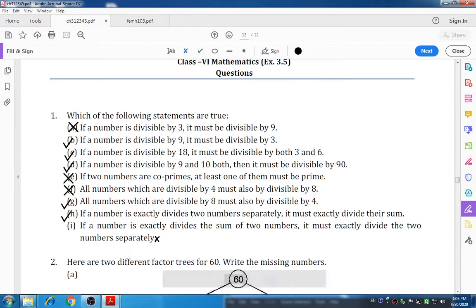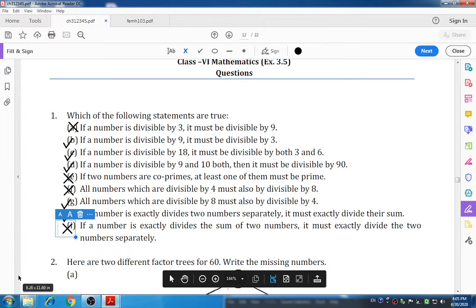If a number exactly divides the sum of two numbers, it must exactly divide the two numbers separately. No. 6 plus 8 is 14, but if we divide it, it gives 7 and 7, so the numbers are different. So this statement is wrong.